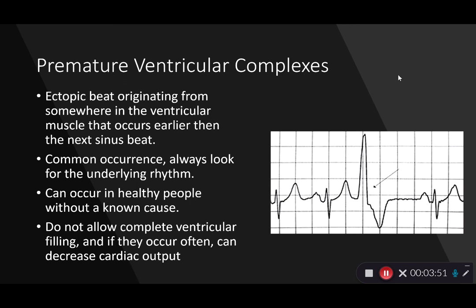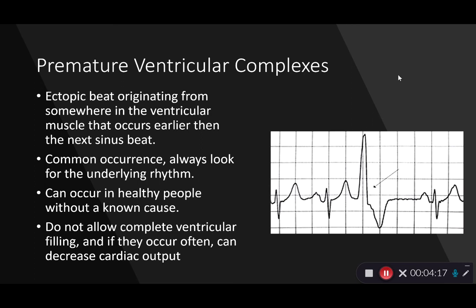So it's some kind of beat that's coming from somewhere in the ventricles, and each spot in the ventricles will have a different appearance to how that PVC looks, but it happens before that next sinus beat should have occurred. There's a lot of causes of this, and sometimes it can happen in healthy people. We don't even know why. So it's usually not for concern, especially if we only just have one.